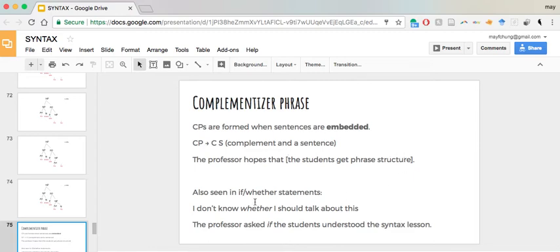It's also seen in if or whether statements, such as, I don't know whether I should talk about this, right? So, I should talk about this is its own sentence. And then I don't know whether I should talk about this is another sentence. The professor asked if the students understood the syntax lesson. So the students understood the syntax lesson would be your entire embedded phrase, and then the complement would be if. And then another sentence would be the professor asked if the students understood the syntax lesson. So these are sentences that are within other sentences.